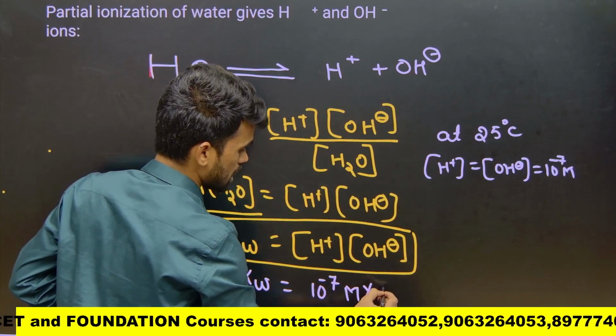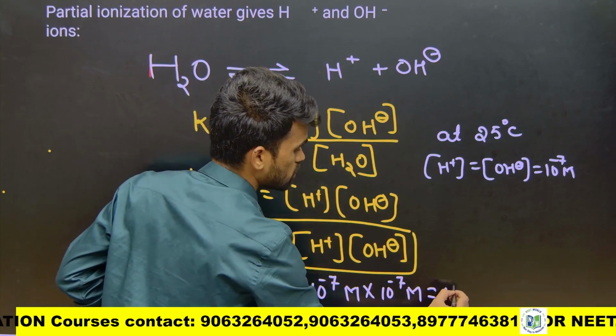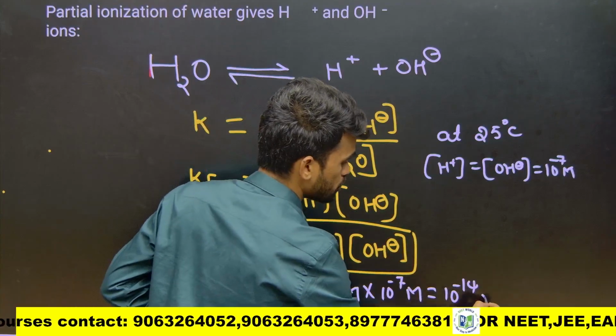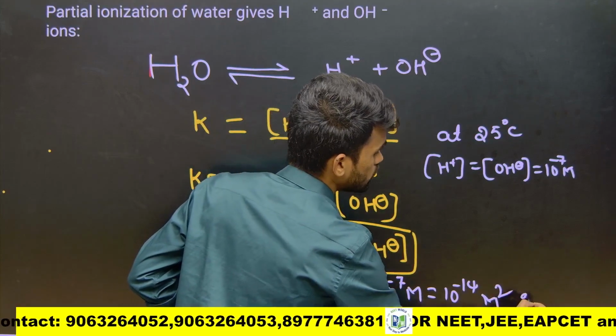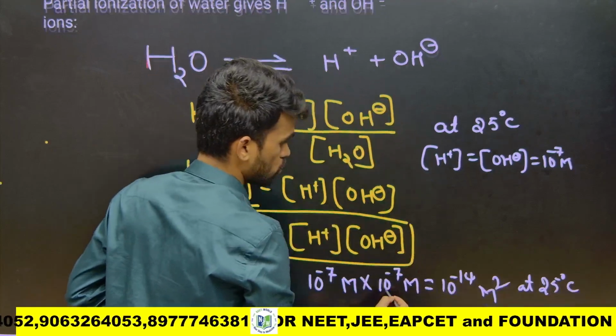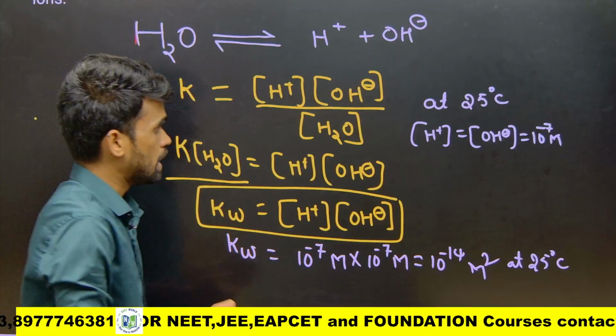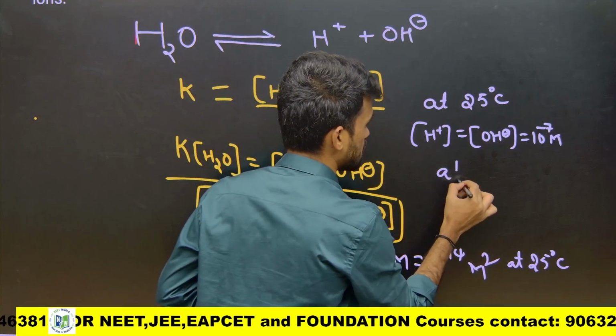Similarly, OH minus also 10 power minus 7 molar. So I can write 10 power minus 14 is the value of Kw at 25 degrees Celsius. Hope it is clear up to here. Now what if I change the temperature? Now I am writing at 90 degrees Celsius.